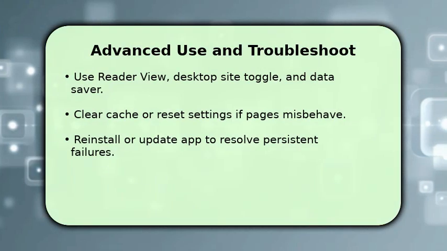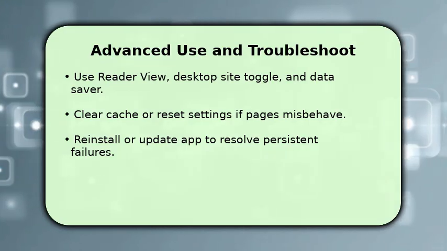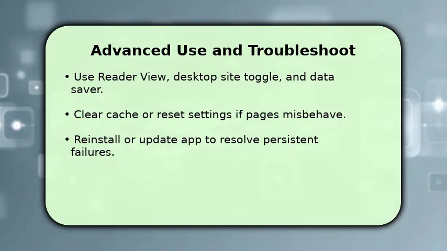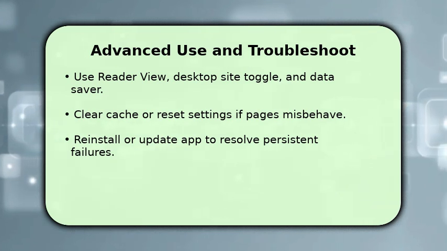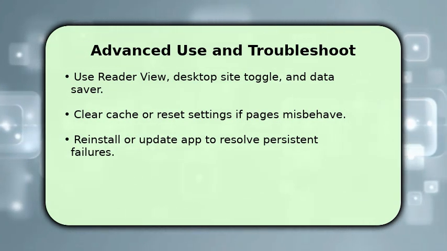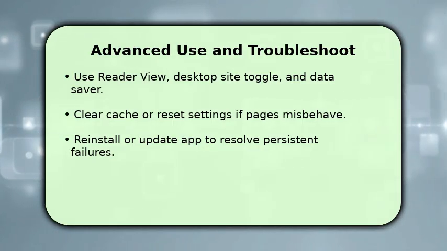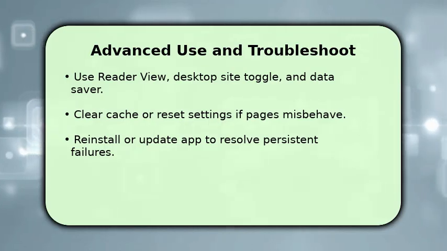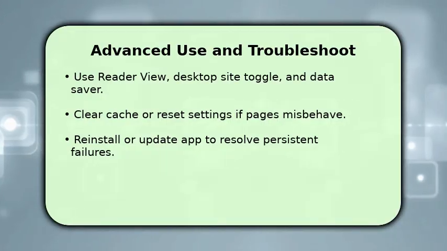You finish by using advanced features and knowing how to fix common issues. Use Reader View for clutter-free articles, request desktop site for full pages, and enable Data Saver if you're on limited bandwidth. If a page fails to load, clear cache and cookies or force stop the app. This often fixes rendering problems. If issues persist, update or reinstall Edge and make sure System Web View is current. These steps complete setup and keep browsing smooth.